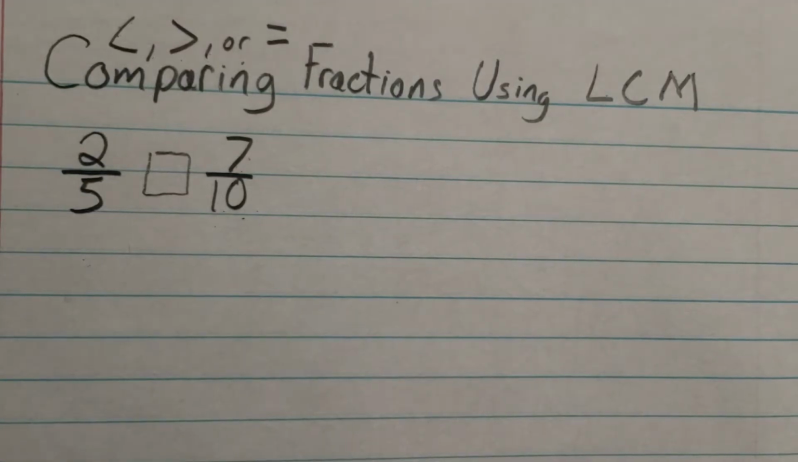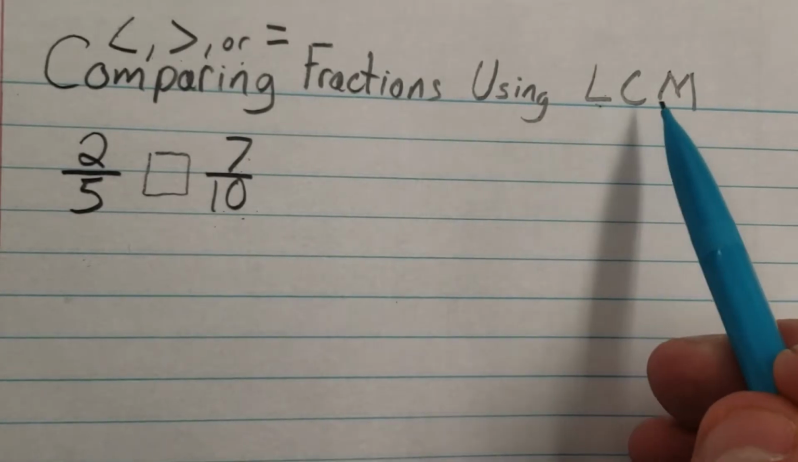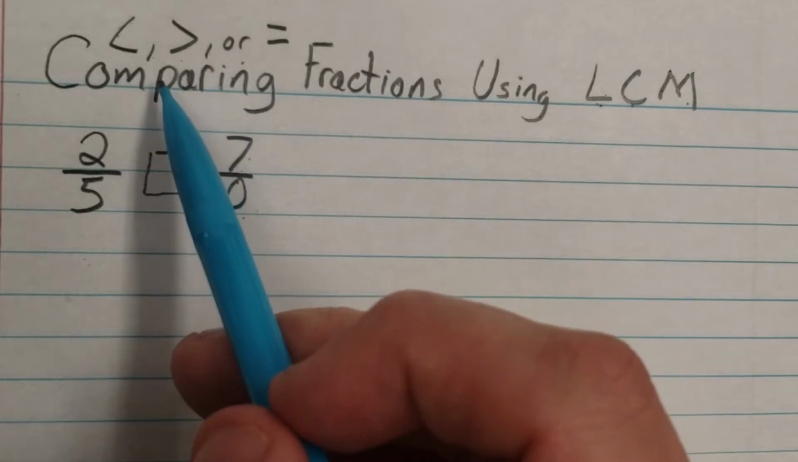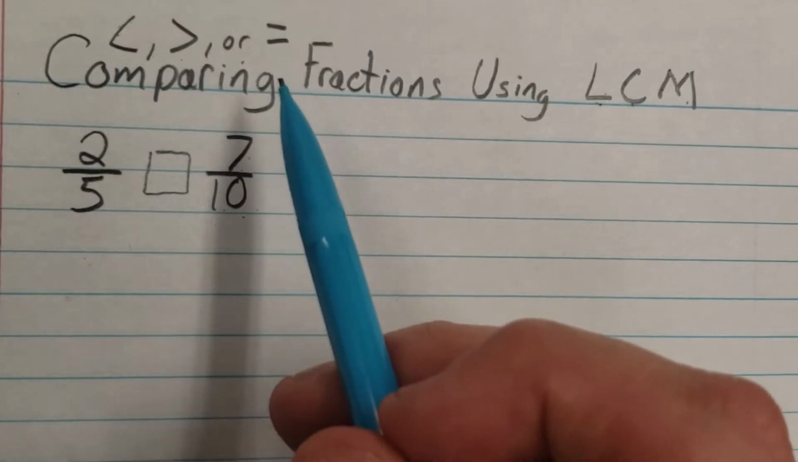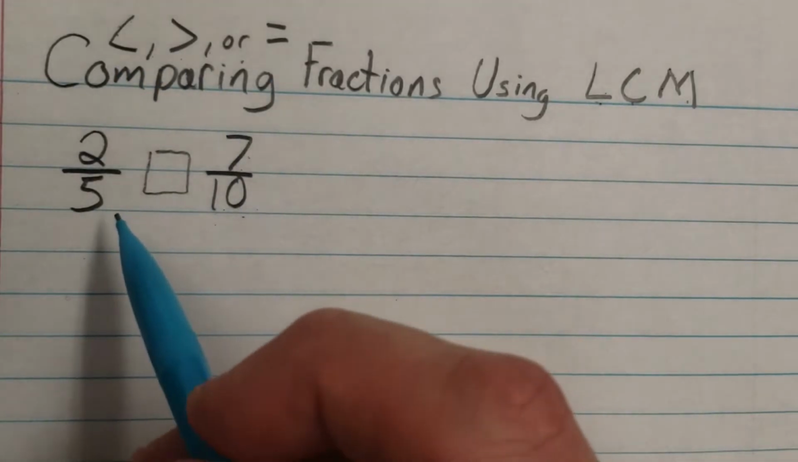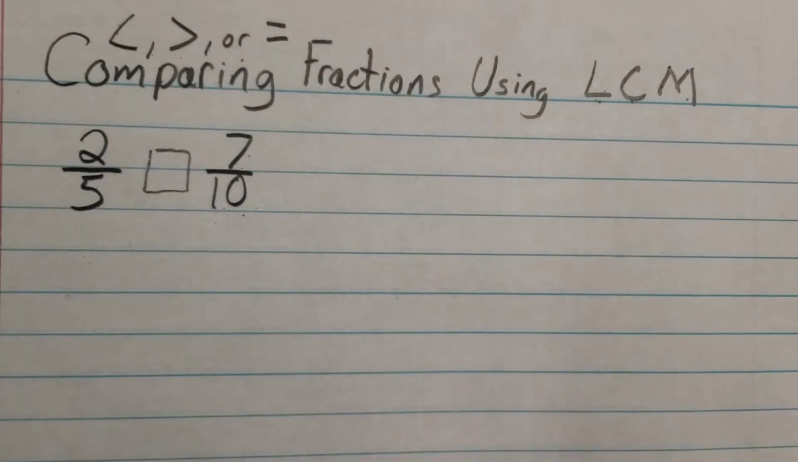Hello, today we're going to be talking about how to compare fractions using the LCM. LCM means the least common multiple, and comparing means find if it's greater than, less than, or equivalent. We're going to be talking about the fractions 2/5 and 7/10.